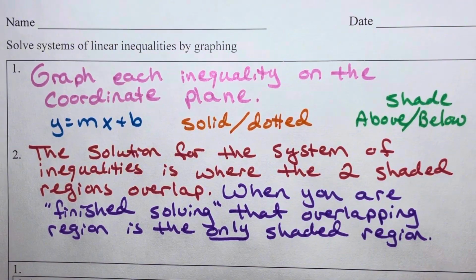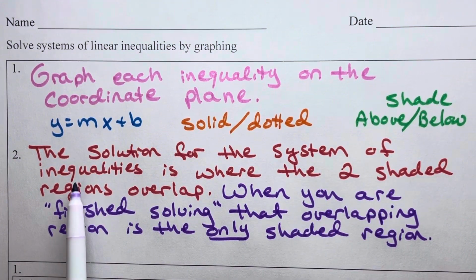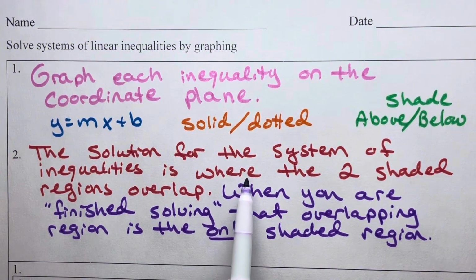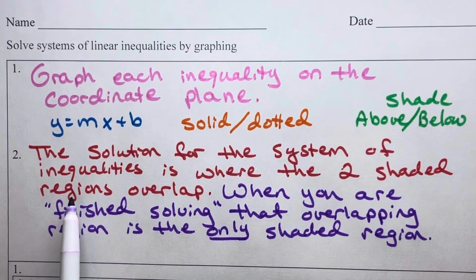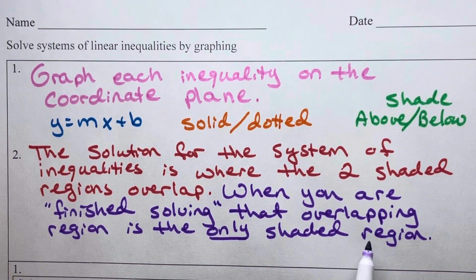The interesting part in this little lesson is finding the actual solution for the system of inequalities. And that is going to happen where the two shaded regions actually overlap. So, when you are finished solving that overlapping region, that's going to be your only shaded region. It is your only solution region for the system of inequalities.